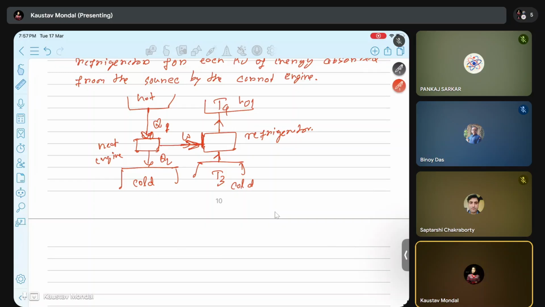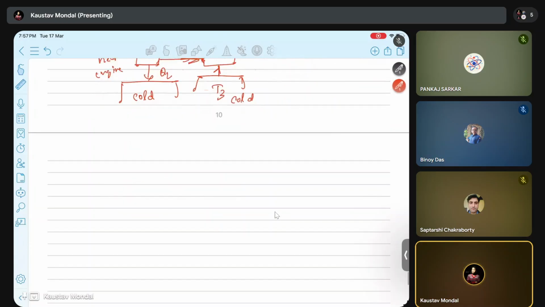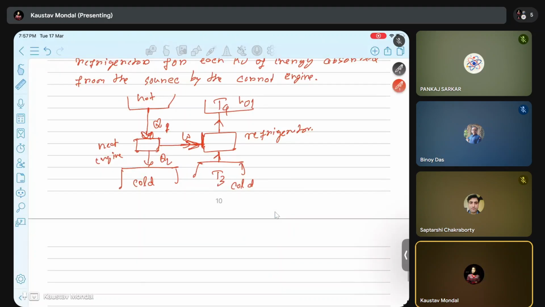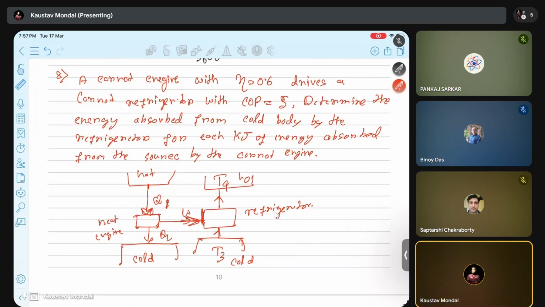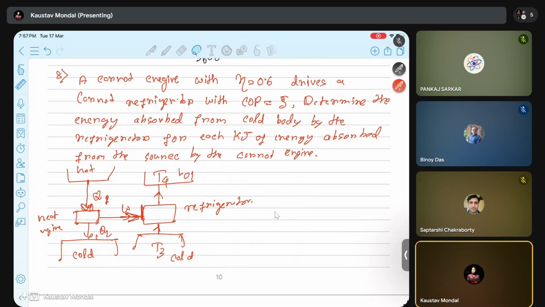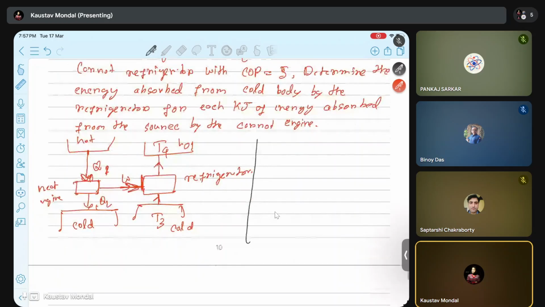So let me take the options also. The options are: option A 3 kilojoule, option B 5.36, option C 8.61, option D 1.25.